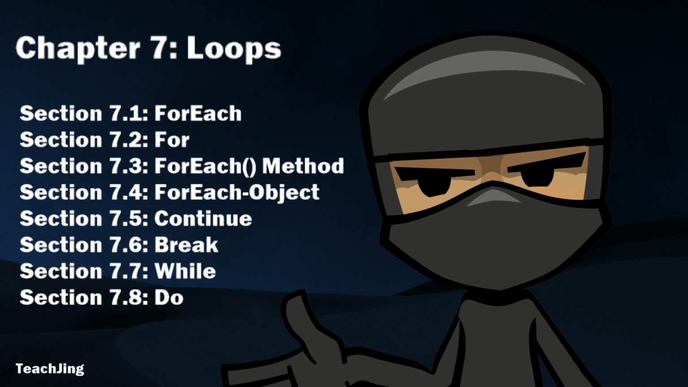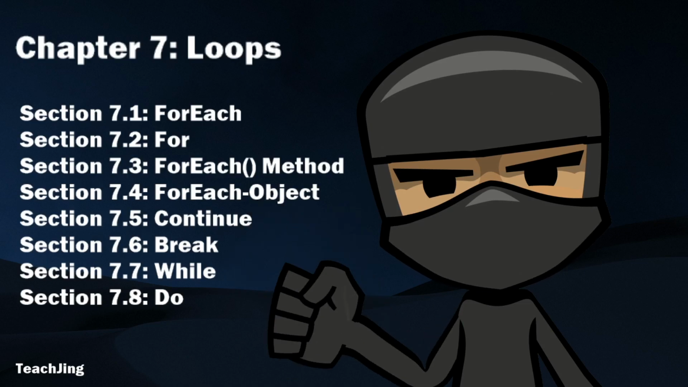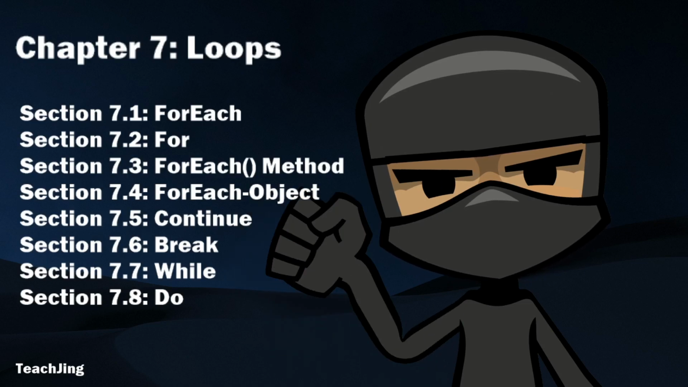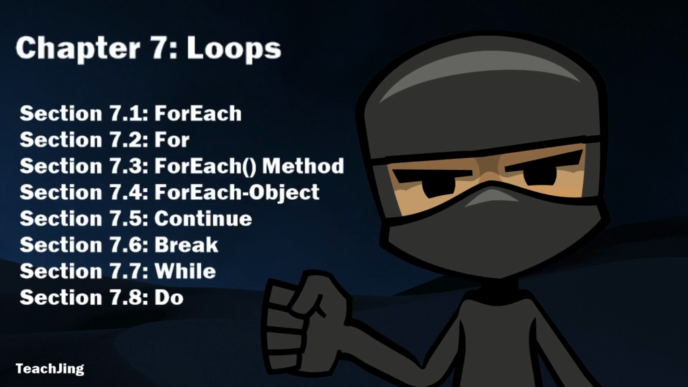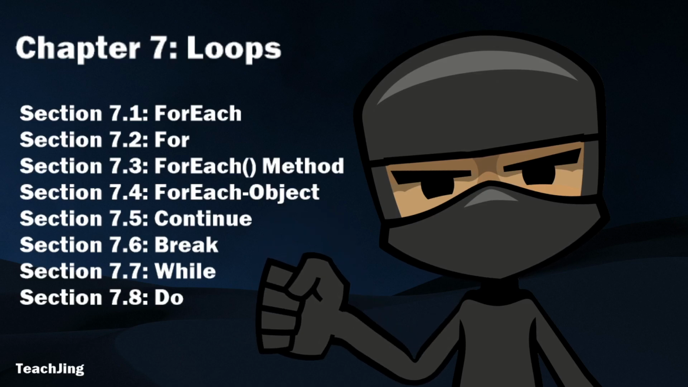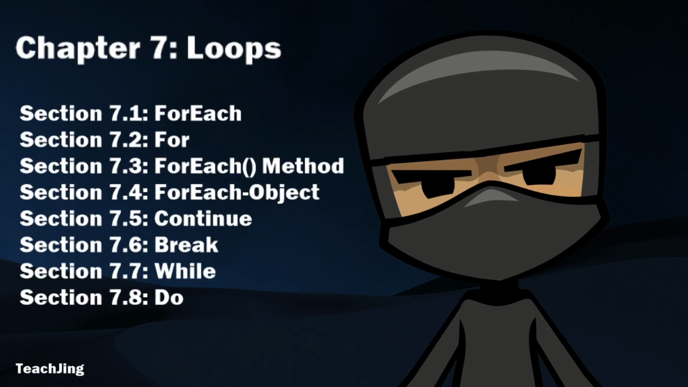A loop is like a ninja. A ninja never gives up until a certain condition is reached or achieved. A loop will keep on repeating a statement until its condition is met. A loop is like a ninja.